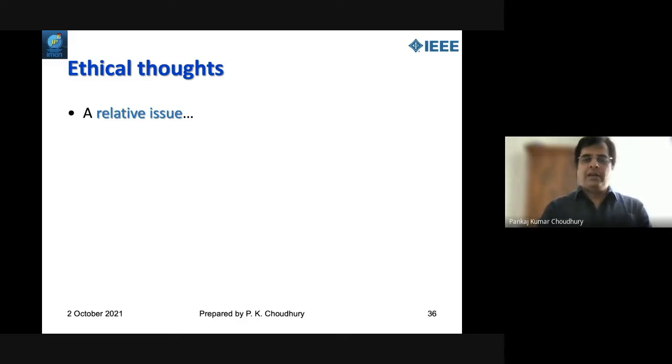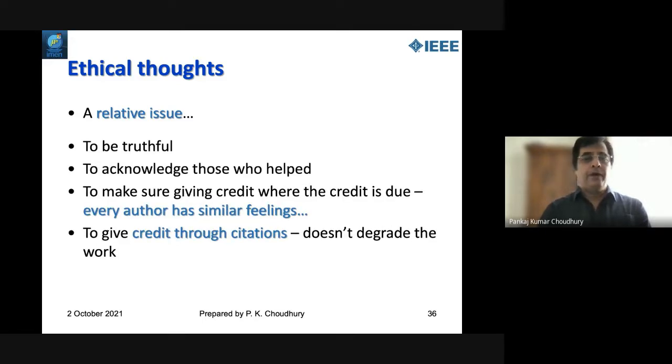So ethical thoughts are, of course, relative. This depends on every individual. One must be extremely truthful in reporting the results, to acknowledge those who helped. In the acknowledgement part, one must always acknowledge the friends or colleagues or teachers who actually helped in completing the draft.